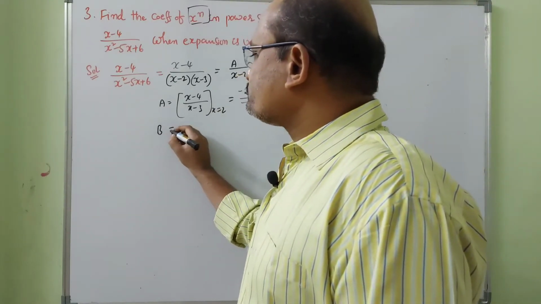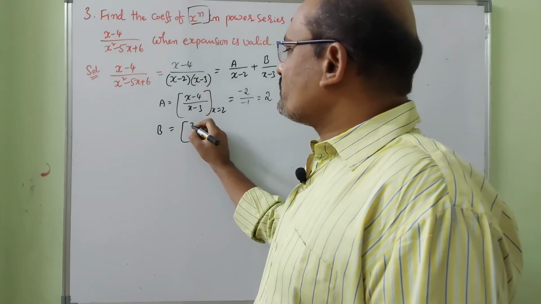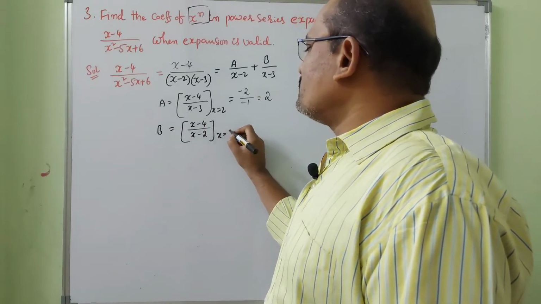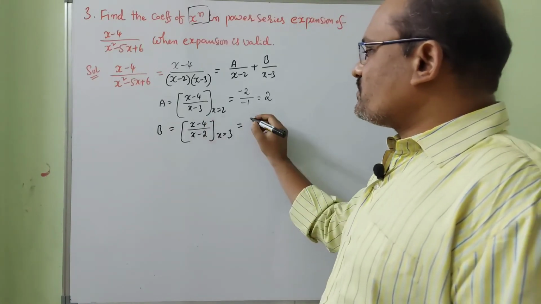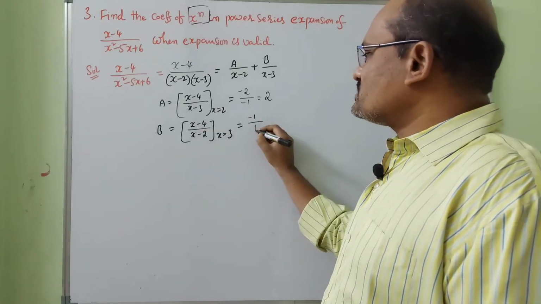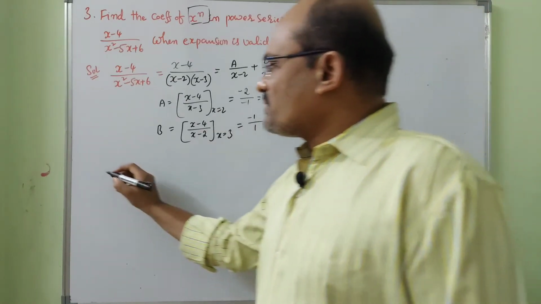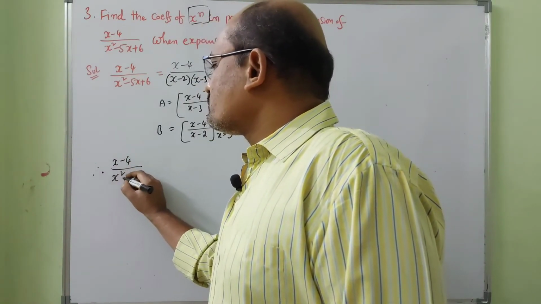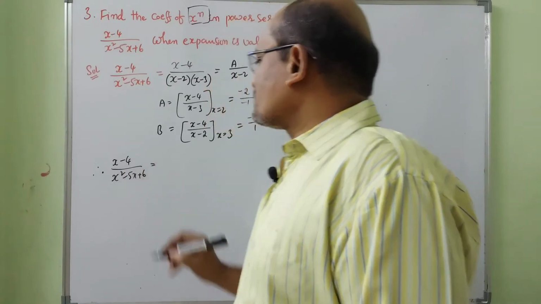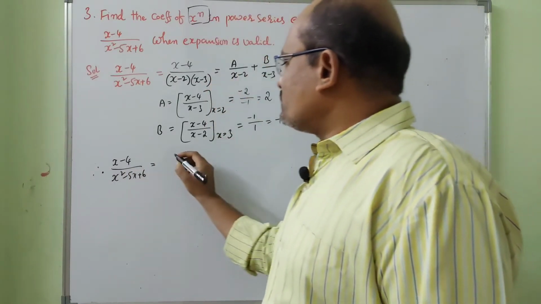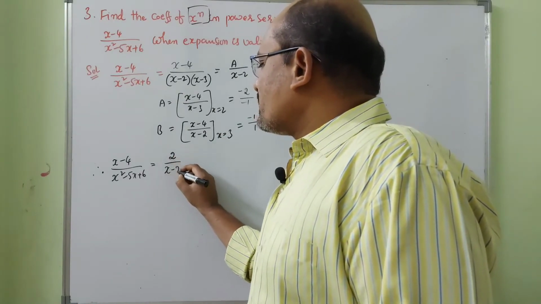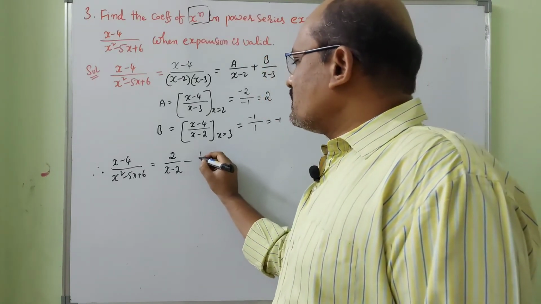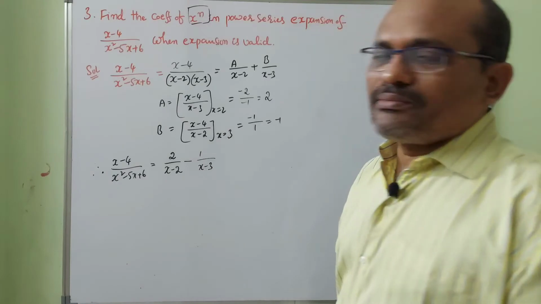Now b, leave x minus 3, write the remaining and put x is equal to 3. 3 minus 4, that is minus 1 by 3 minus 2 is 1, you will get minus 1. Therefore, the partial fractions are put a and b here, 2 by x minus 2, b is minus 1, substitute here, plus into minus, minus 1 by x minus 3. I got the partial fractions.